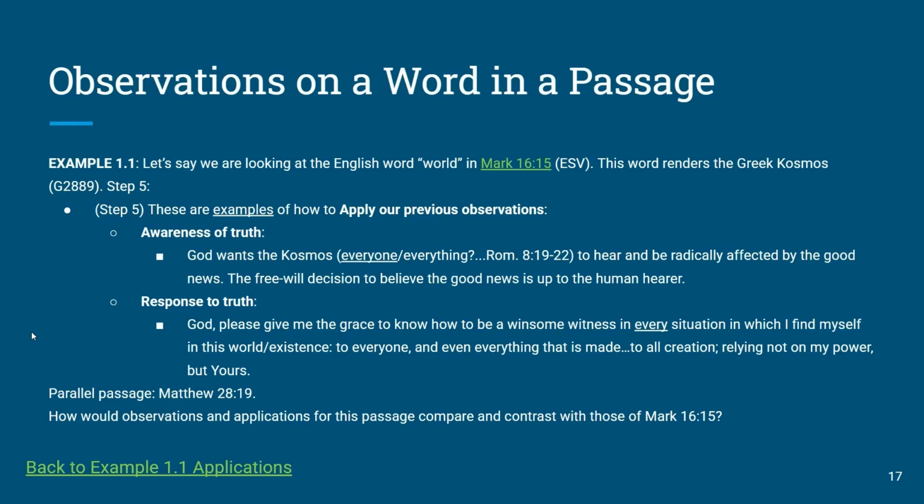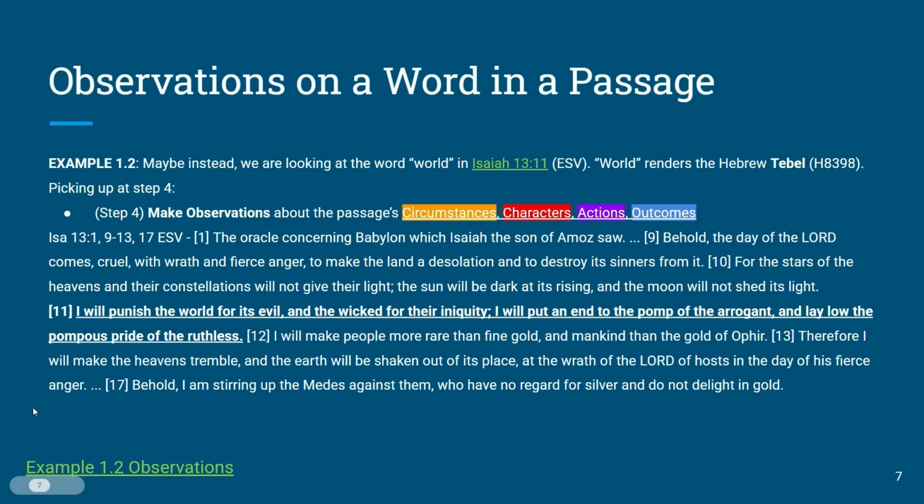Let's go on to the second example. In this second example, let's look at a word in the Old Testament. So we're going to look at the word world again, but this time we'll be looking in Isaiah 13 verse 11. Again, in the English Standard Version. World renders the Hebrew word tevel, which has the Strong's number code H8398.